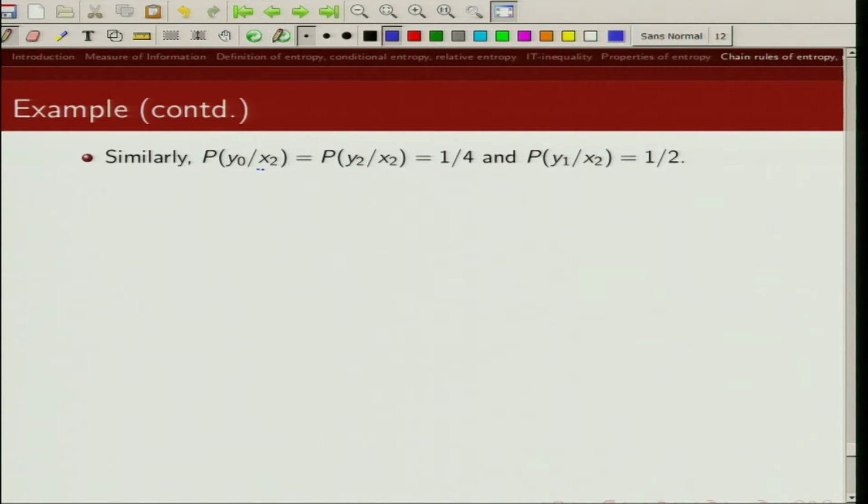Similarly, if I am getting 5 or 6, I am tossing the coin twice. So the probability of getting no head or the probability of getting 2 heads is 1 by 4, this we have just shown, and the probability of getting 1 head is half.